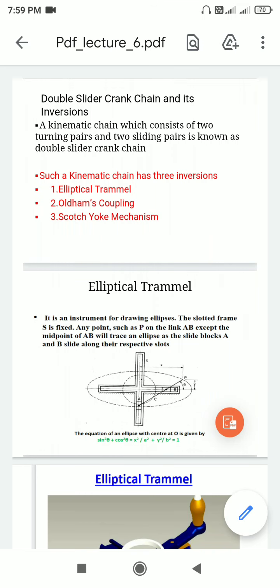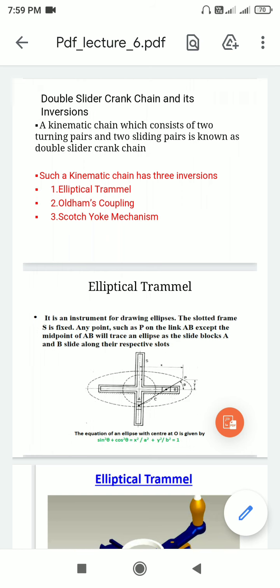Good morning, students. In today's session, I am going to discuss the inversions of double slider crank chain. In the previous session, I discussed the inversions of single slider crank chain and its inversions. Today, I am going to discuss the inversions of double slider crank chain.